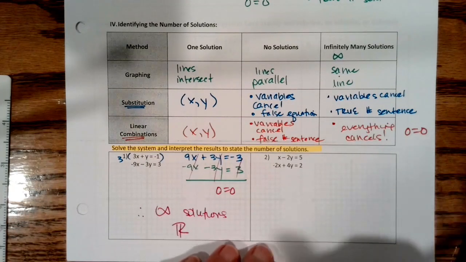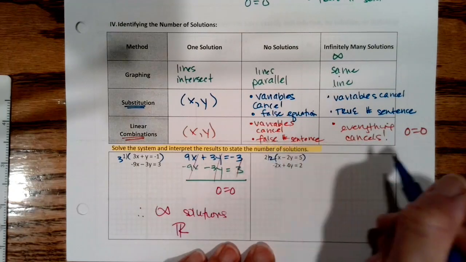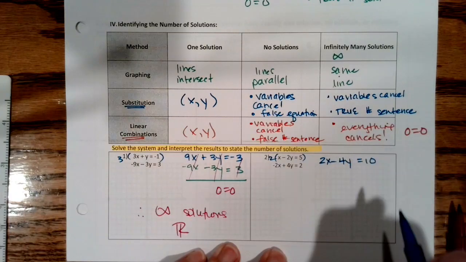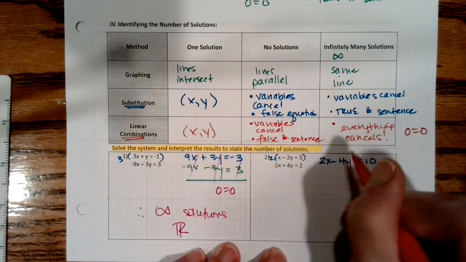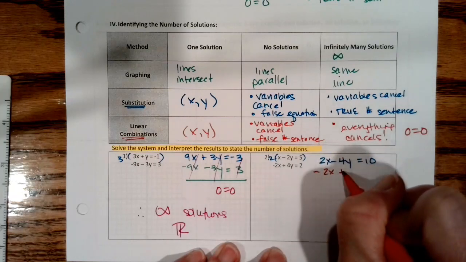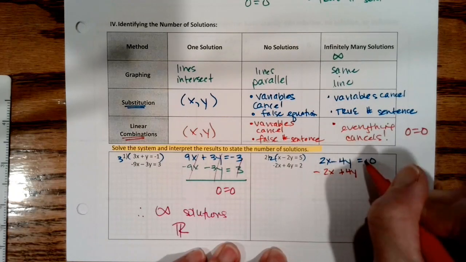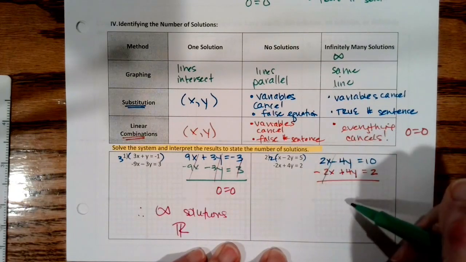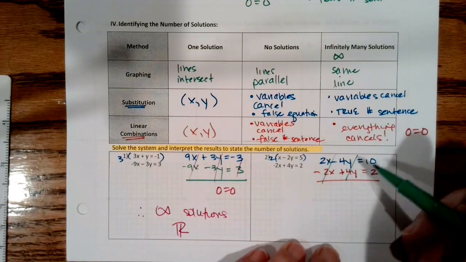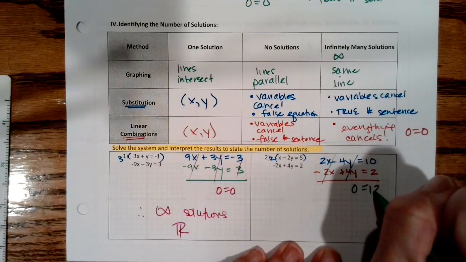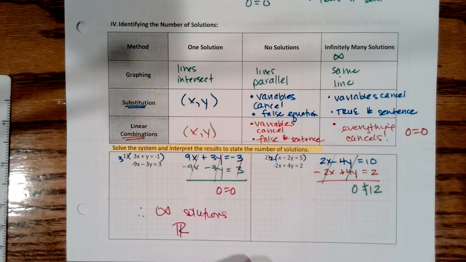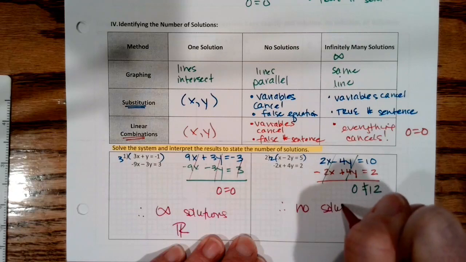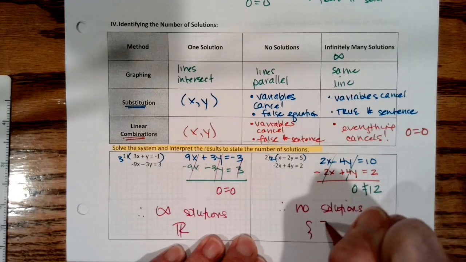Alright, let's look here. When I multiply this by 2, I end up with 2x minus 4y is equal to 10. When I write my second equation, negative 2x plus 4y is equal to 2. Uh-oh. Can you see what's going to happen? Cancel. Cancel. So guess what? I get 0 is equal to 12, which we know is not true. So therefore, no solutions. And sometimes we write that as the empty set.